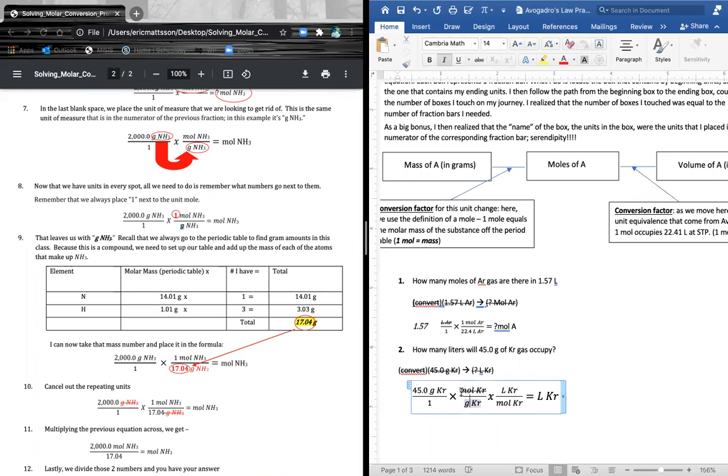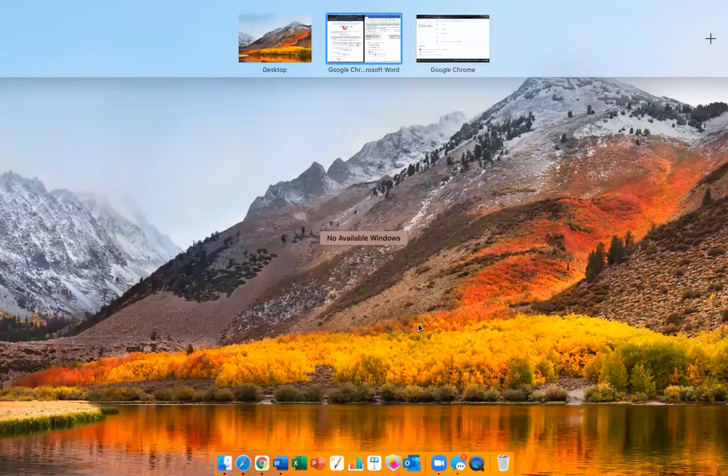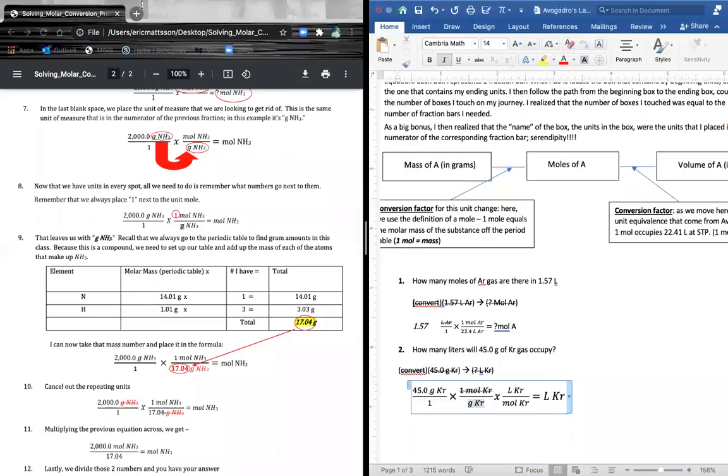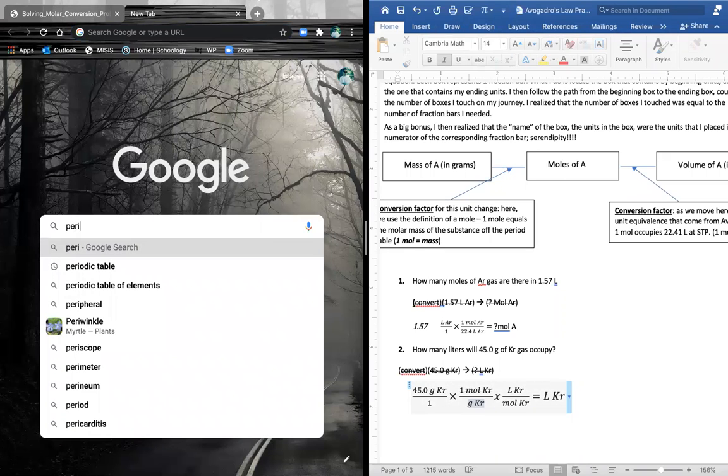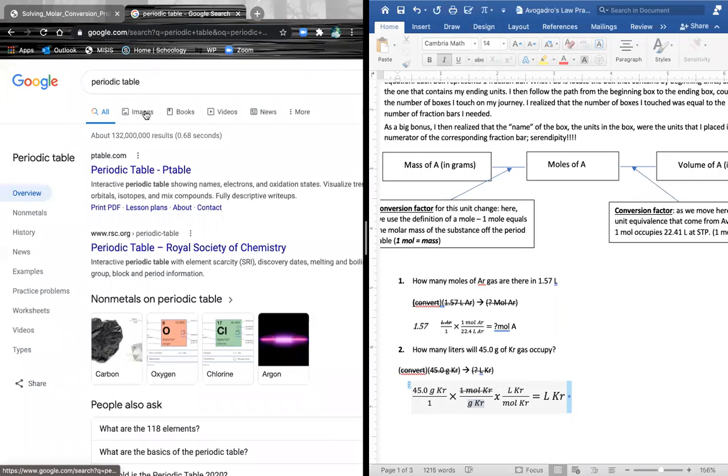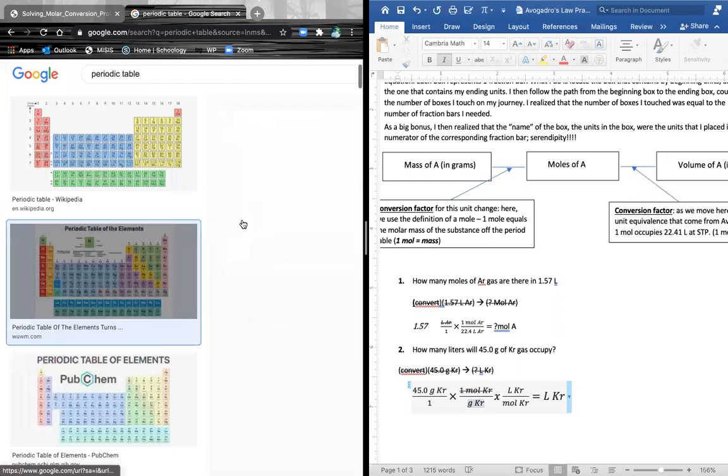We always put a 1 next to mole. If I see mole in one of these equations, we put a 1 next to it. So there it is. Now I'm missing a gram number. So you have to ask yourself, where do you always get a gram number from in this class? And the answer is always the periodic table. So in order to know what this is, I'm going to have to go over to the periodic table. So let's actually go here and open this up. I have a periodic table open. So let's take a look at this periodic table here.